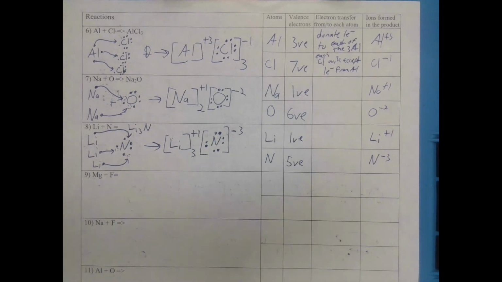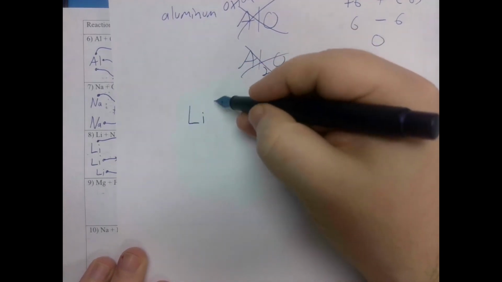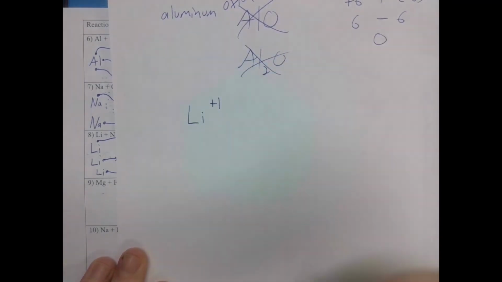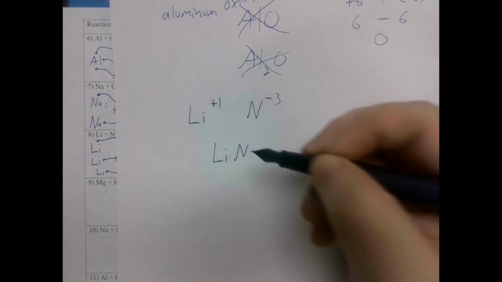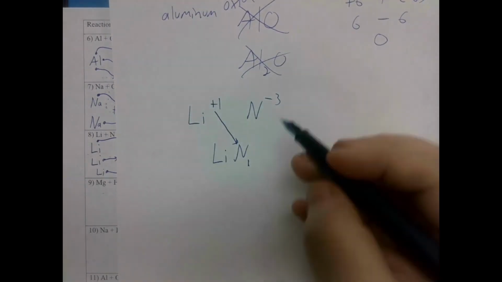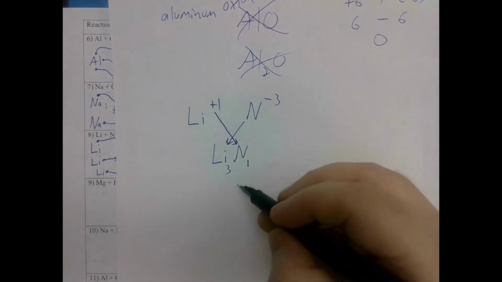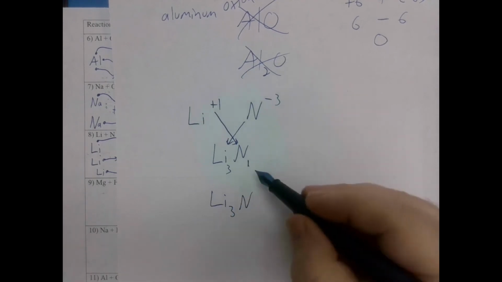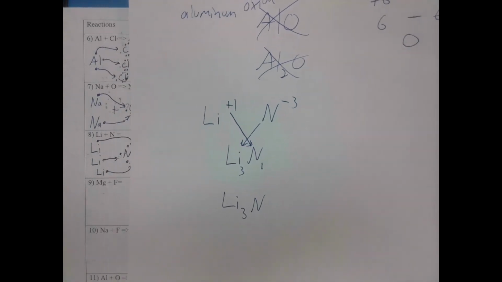I'll actually show you all the crisscross method. So lithium is +1. Nitrogen is -3, right? Yes. So if I put Li next to N, that becomes a 1. I'm going to cross a 3, and we usually omit ones. So Li3N.